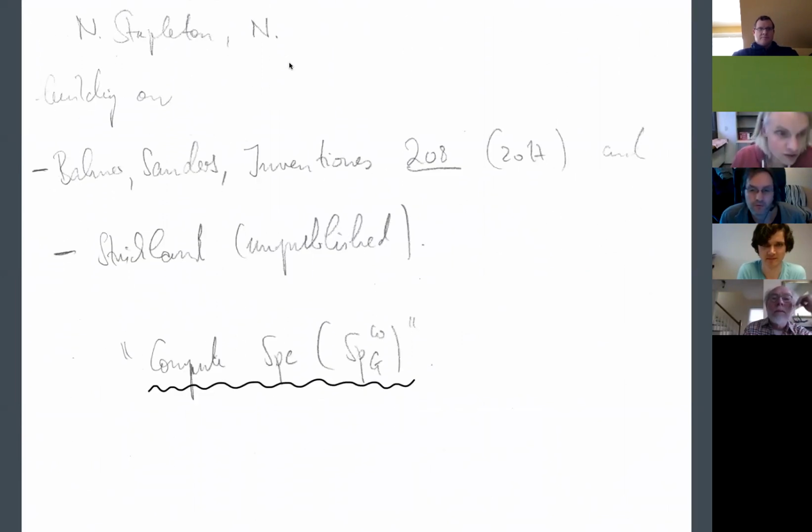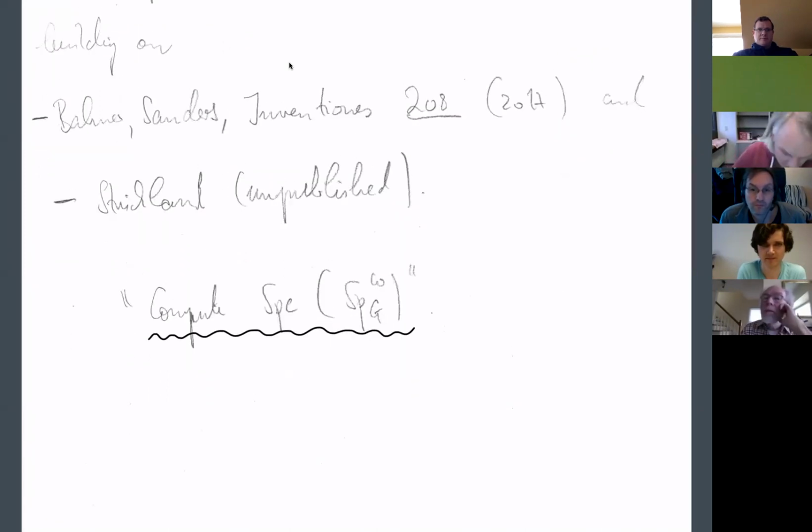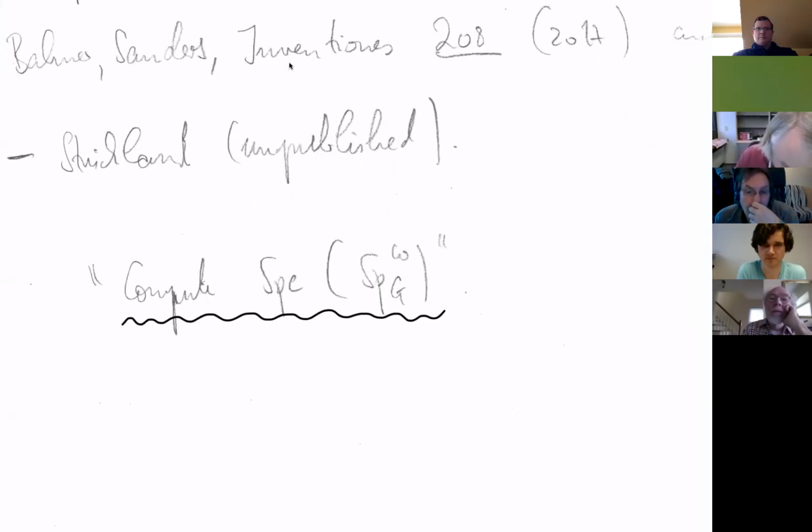And it's chiefly a continuation of last year's Inventiones paper by Balmer and Sanders. And it also builds on some unpublished work of Neil Strickland. So the catchphrase, for those who know what these terms mean, is we're trying to compute the Balmer spectrum of this, SP_G^ω. So this is the category of finite genuine G-spectra, but I will remind what this really is.